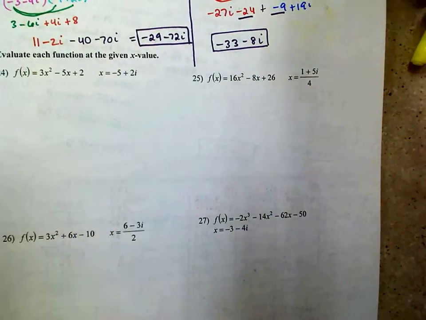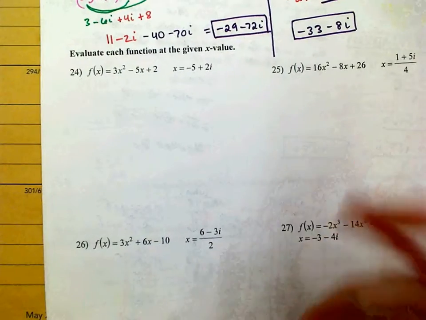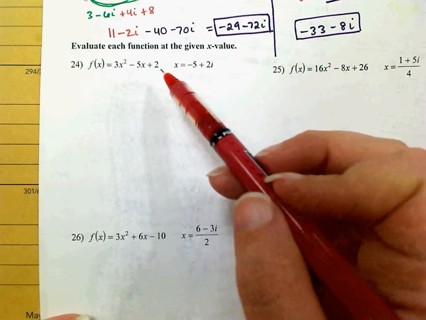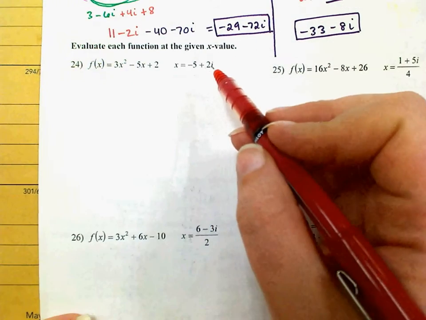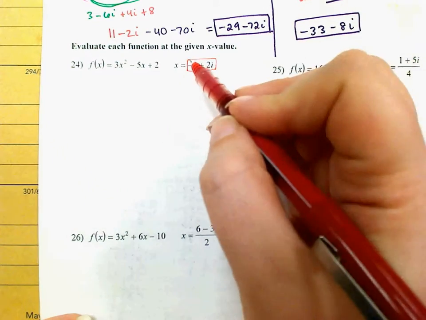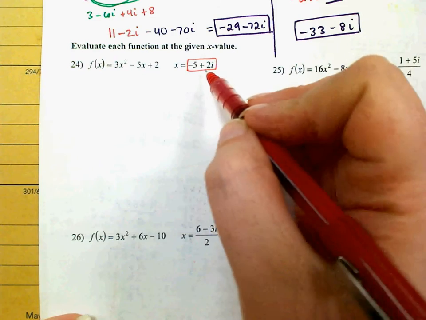Alright, so on number 24, it says evaluate each function of the given x value. So what I'm supposed to do is evaluate f of x, which is 3x squared minus 5x plus 2, at x equals negative 5 plus 2i. So x equals this expression right here means for every x that I see, I'm going to replace it with what x equals, negative 5 plus 2i.